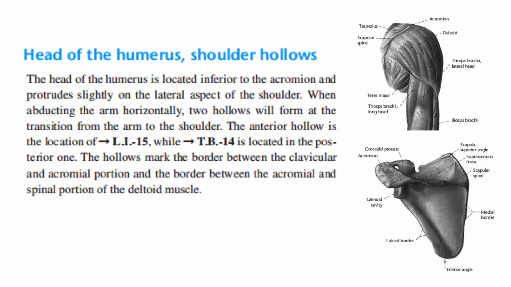The hollows mark the border between the clavicular and acromial portion and the border between the acromial and the spinal portion of the deltoid muscle.